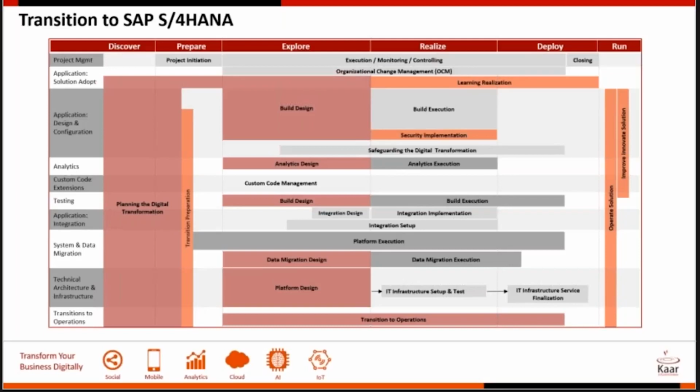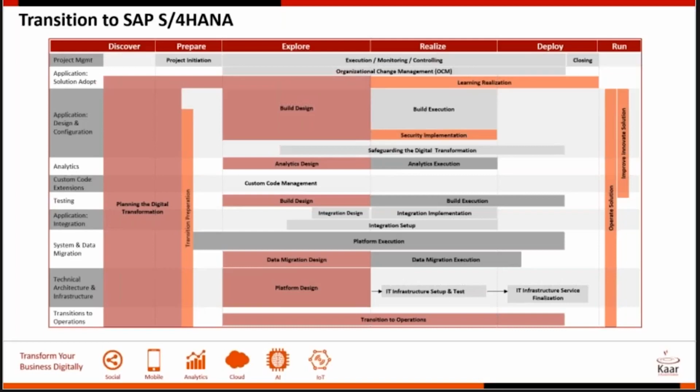Going a little deeper into these work streams, the project management covers primarily all the project and quality management tasks, the organizational change management, and the enablement of the project team themselves, so the project team at the customer's location. And then the solution adoption. Here is where you create the training strategy, the learning paths, and the enablement of the end users to be ready to use the converted S4 system.